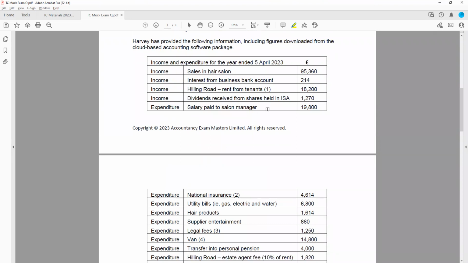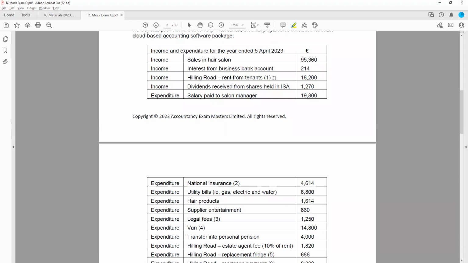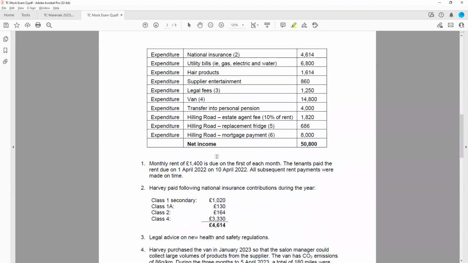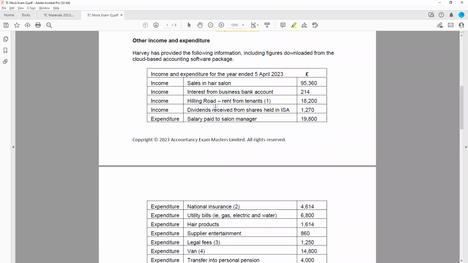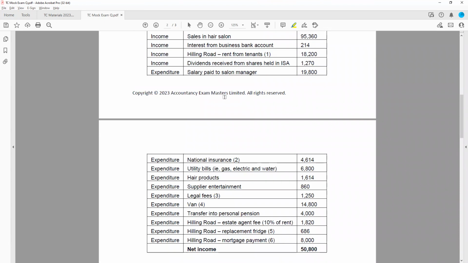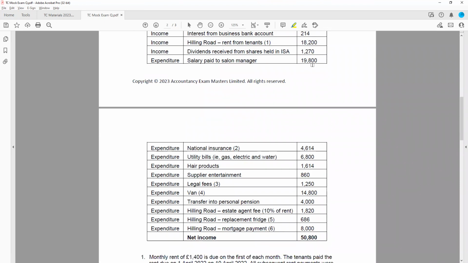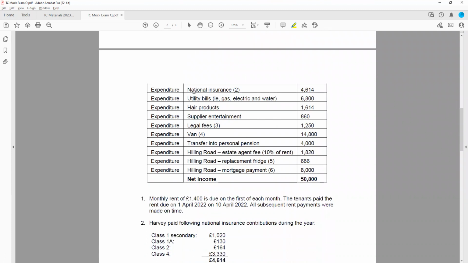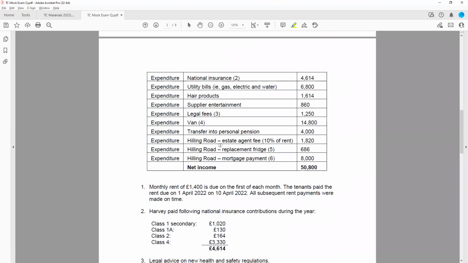So we've got sales in a hair salon. So I might have a quick skim through this. So sales from the hair salon, interest on a bank account, rent received from the tenants, and we've got the notes here as well. So about the rent, dividends received in an ISA, and then we've got the expenses. So salary paid to the salon manager, national insurance, bills, hair products, supplier entertainment. So most of these seem to be to do with the business, and then we've got some to do with the property income as well.